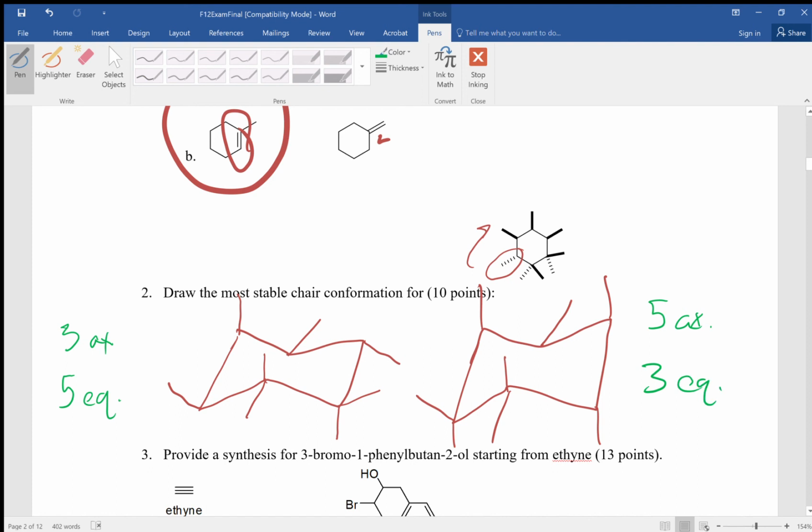Well, we know the more equatorial, the better, especially if all of them are the same size. This one has 2 extra substituents in equatorial positions, and so this would be our most stable chair conformation.